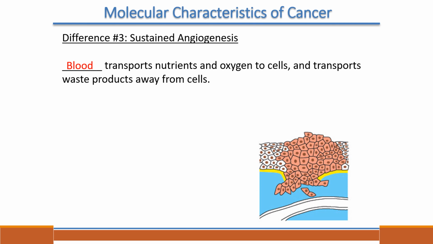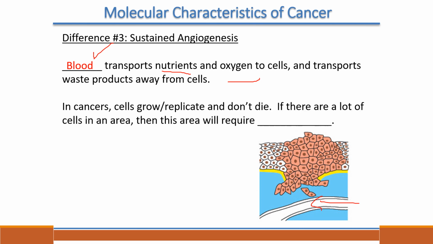is very important. Why? Because, if you remember the slide that we watched before, the blood transports nutrients and oxygen to the cells and also removes the waste products. In cancer cells, the cells grow and replicate, and they don't die. But as they have such a big cell area, they will require blood vessels. So they need food to continue surviving. If they don't have the food, they will die. So they activate specific factors that allow blood vessels to appear.